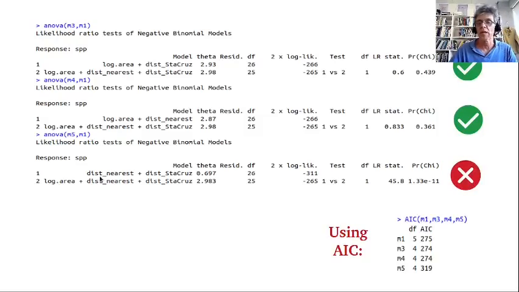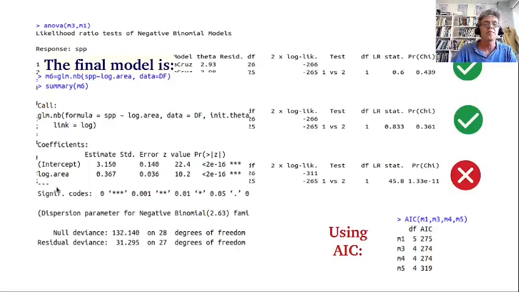When I use the AICs, I see that M1, M3, and M4 all have nearly identical AICs, and there is a huge difference with model M5. M5, I recall, is a model that doesn't have the log of the area. Based on these suggestions, I could simplify the model, keeping only the log of the area as an explanatory variable, which I provide here by fitting the model M6.